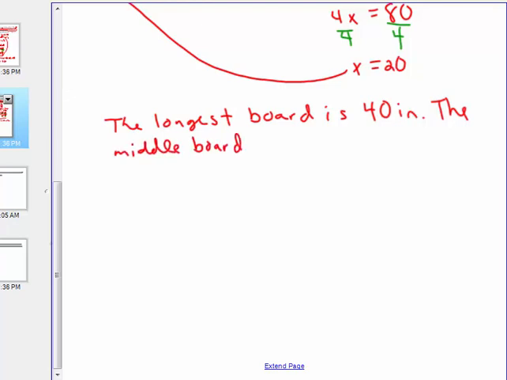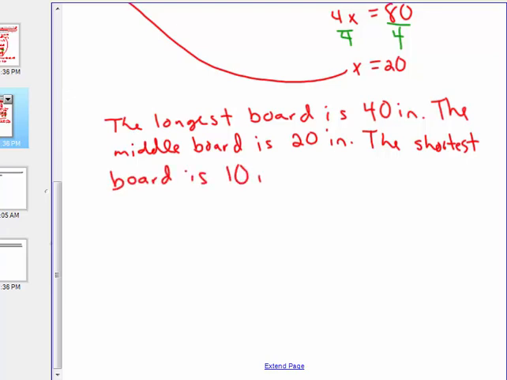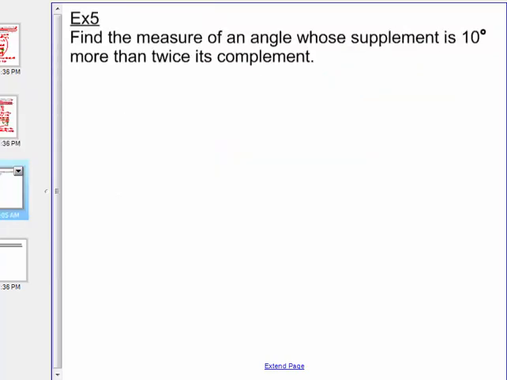The middle board, which we found in our original equation, was 20 inches, and the shortest board is 10 inches. Again, it makes sense. The longest one is 40, middle 20, shortest 10. They add up to 70. That's the last two steps: does the answer make sense in the problem?